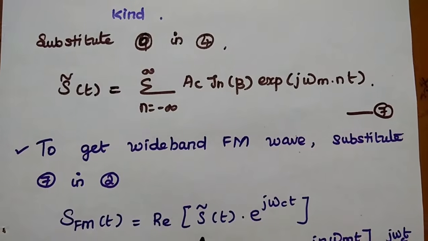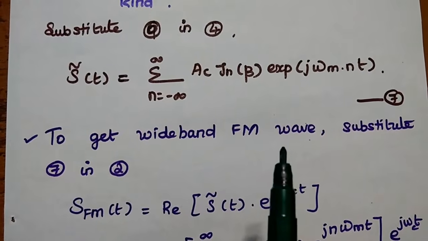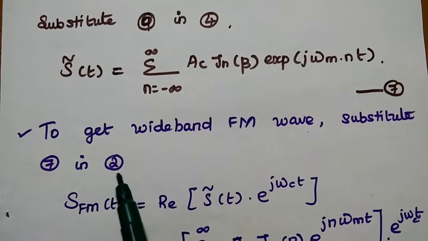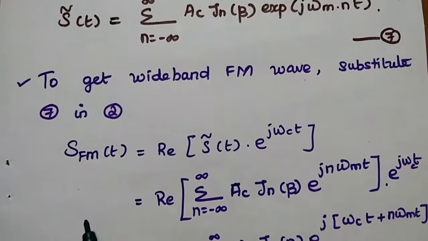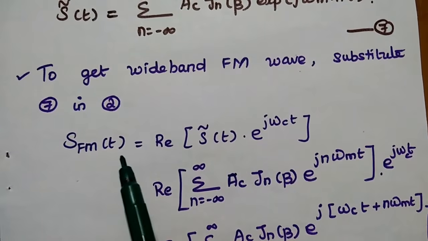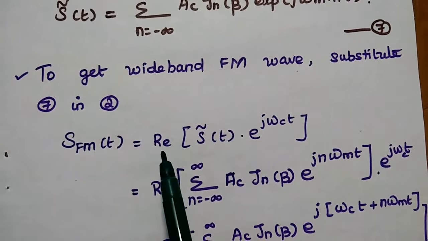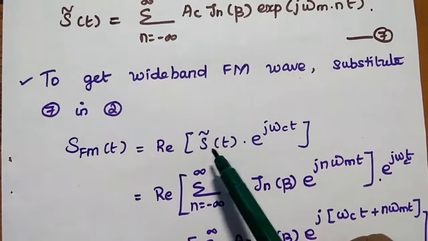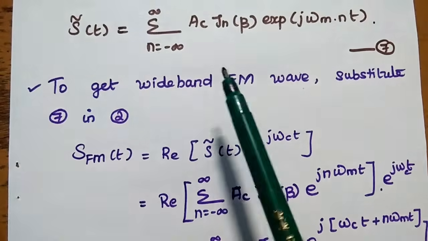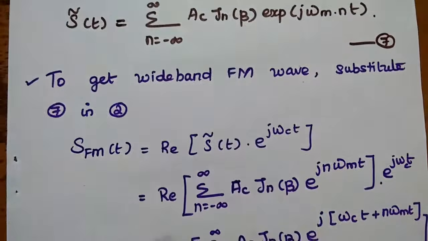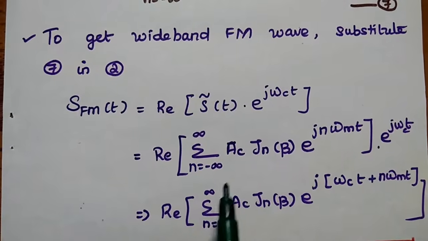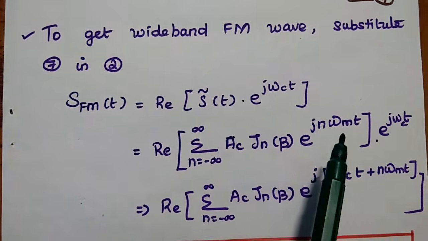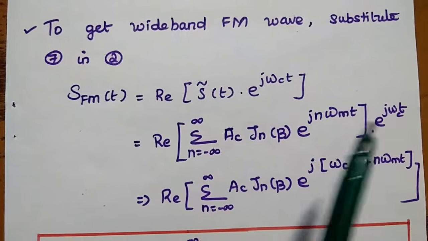In order to obtain wideband frequency modulated wave, we are going to substitute this seventh equation in the second equation. So now we can obtain the signal expression like this. This is the second equation. The frequency modulated signal is equal to what? Real part of s cap of t into e power j omega ct. Here this s cap of t can be replaced by this expression. So we obtain the real part of summation n is equal to minus infinity to infinity AC Jn of beta e power j n omega mt into e power j omega ct.